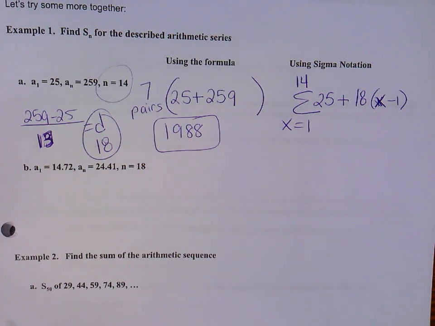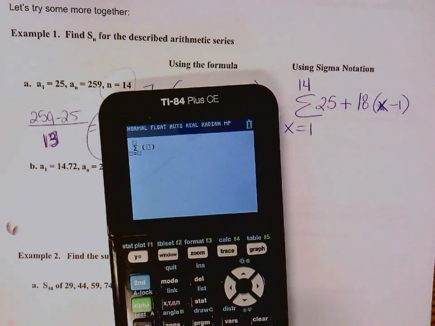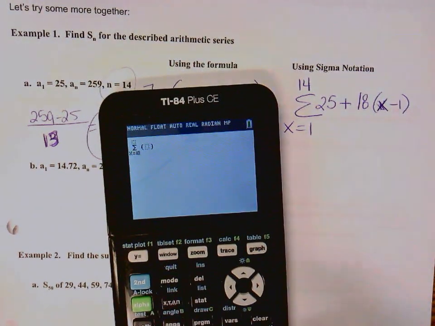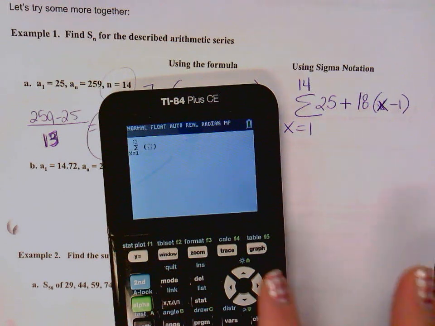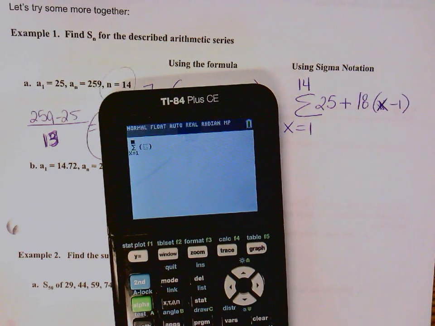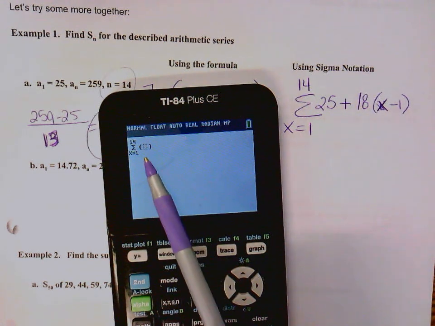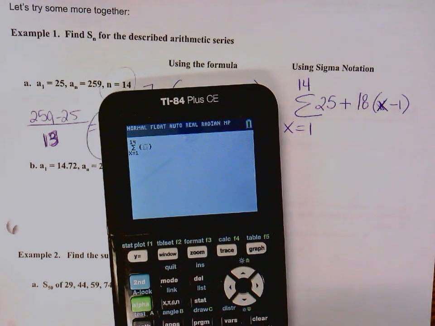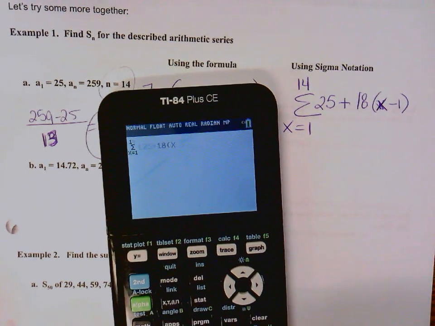So math, the math summation, it looks like this. You type the variable key x, you type 1, arrow over 14, and then remember we put our whole function inside the parentheses. 25 plus 18 parentheses n minus 1 parentheses. So we're inside the parentheses the whole time.